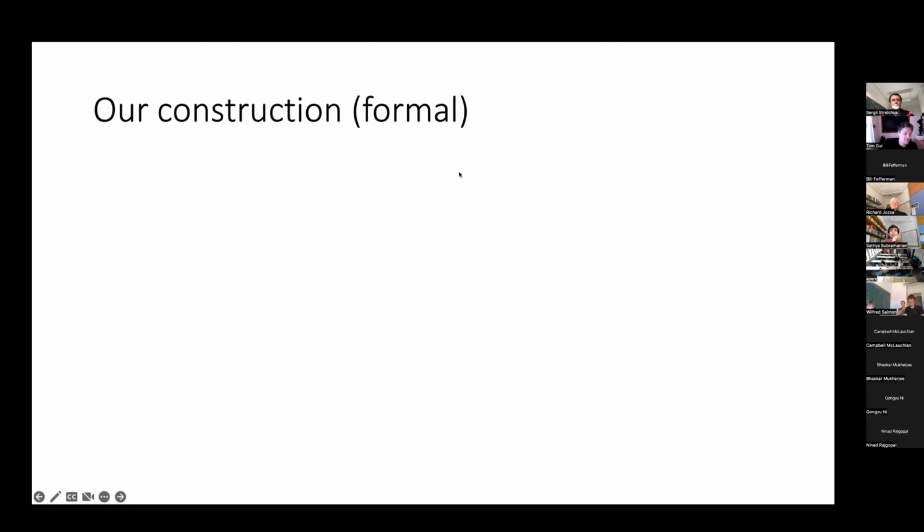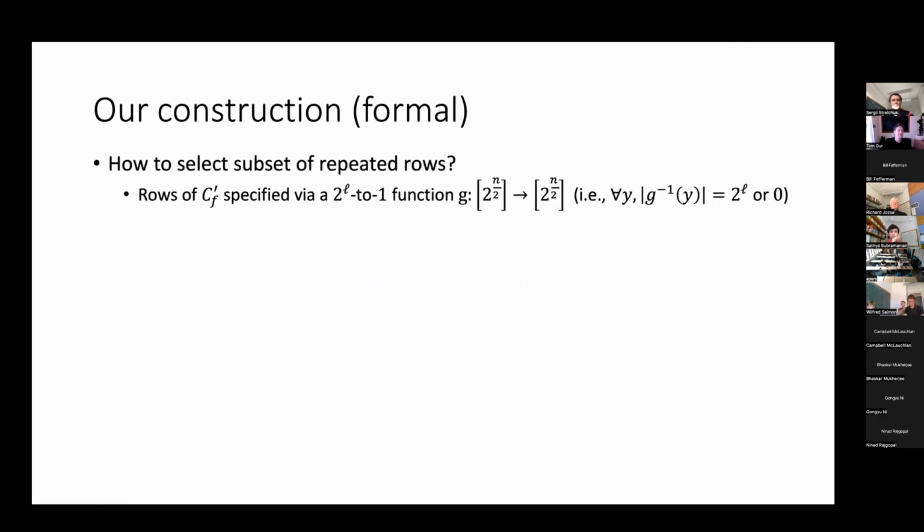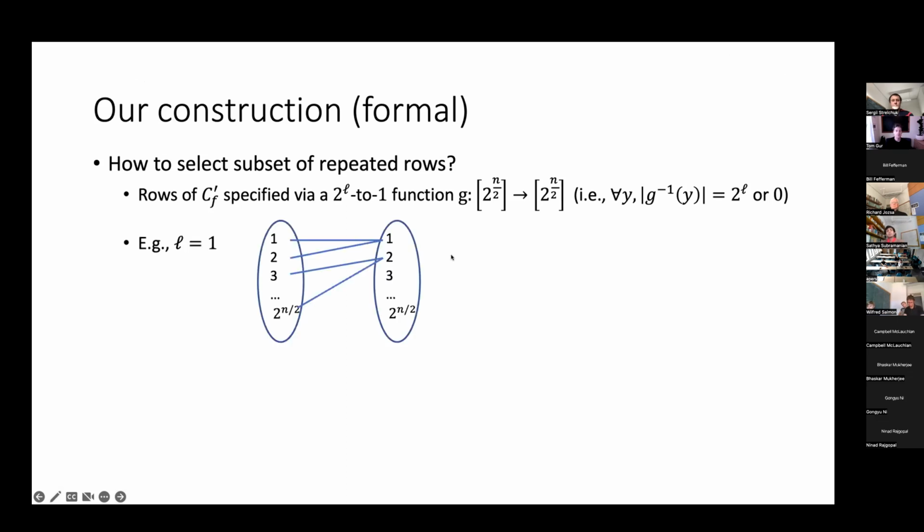So here's the construction. Let's be a little bit more formal. So how do we select the subset of repeated rows? We're going to consider the rows of this new matrix, which came from repeated rows of the old matrix CF, as specified by a 2 to the L to 1 function, which we'll construct explicitly in a moment, which we'll call G. And what it means to be 2 to the L to 1 is just that for every y, the size of the preimage G inverse of y is either 2 to the L or it's 0, okay?